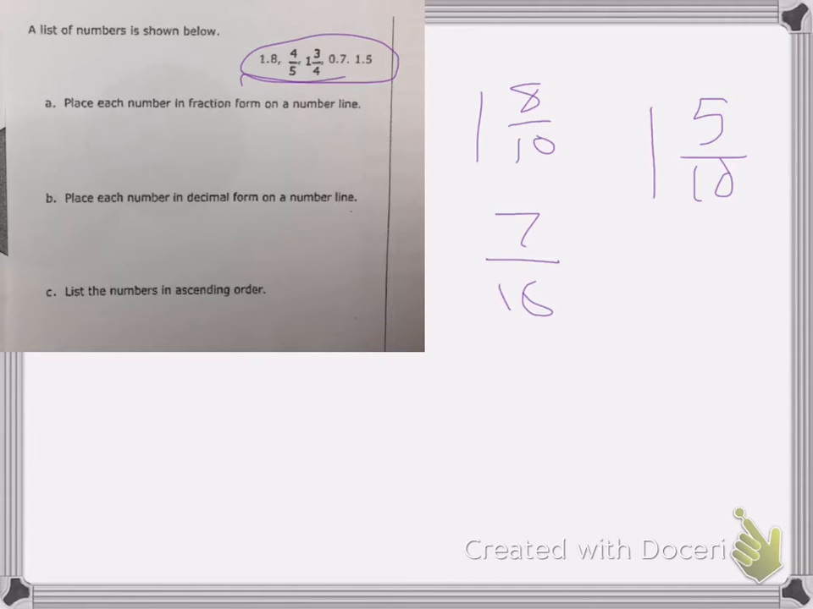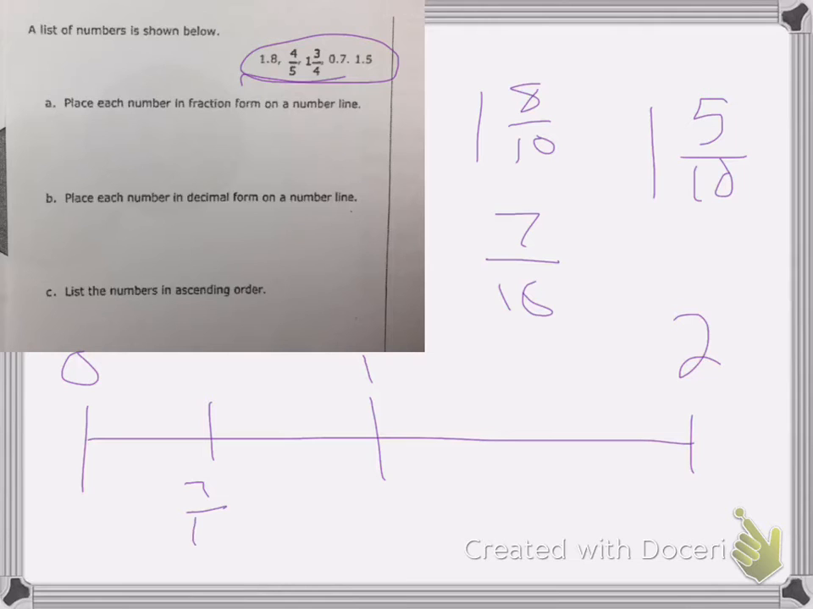All right, so if we put them on a number line in fraction form, here's 0, here's 1, here's 2. We need to make sure that we have them in order. We've got 7/10, because 7/10 is 0.7. We've got 4/5, because 4/5 is really 8/10.